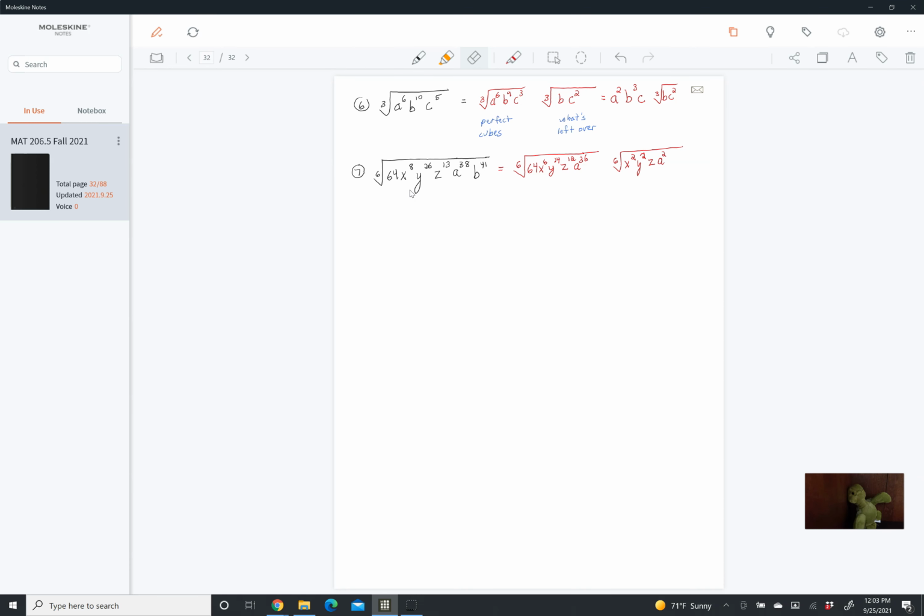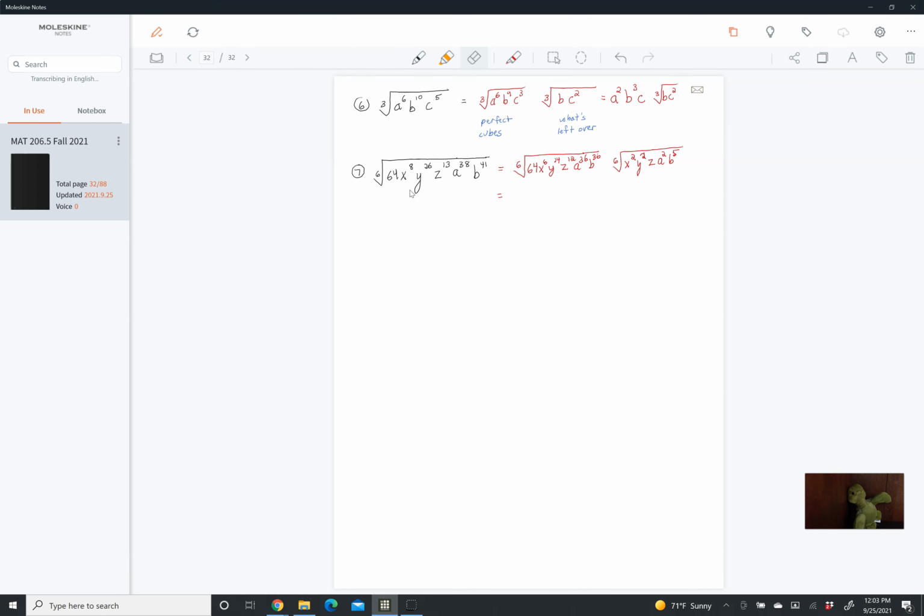Okay, and finally the b. b to the 41 is not divisible by 6. 40 isn't, 39 isn't, 38 isn't, 37 isn't, 36 is. So we could have a b to the 36 under here. What's left over? 5. 36 and 5 is 41. Okay, so now the only thing left is to simplify this first root.